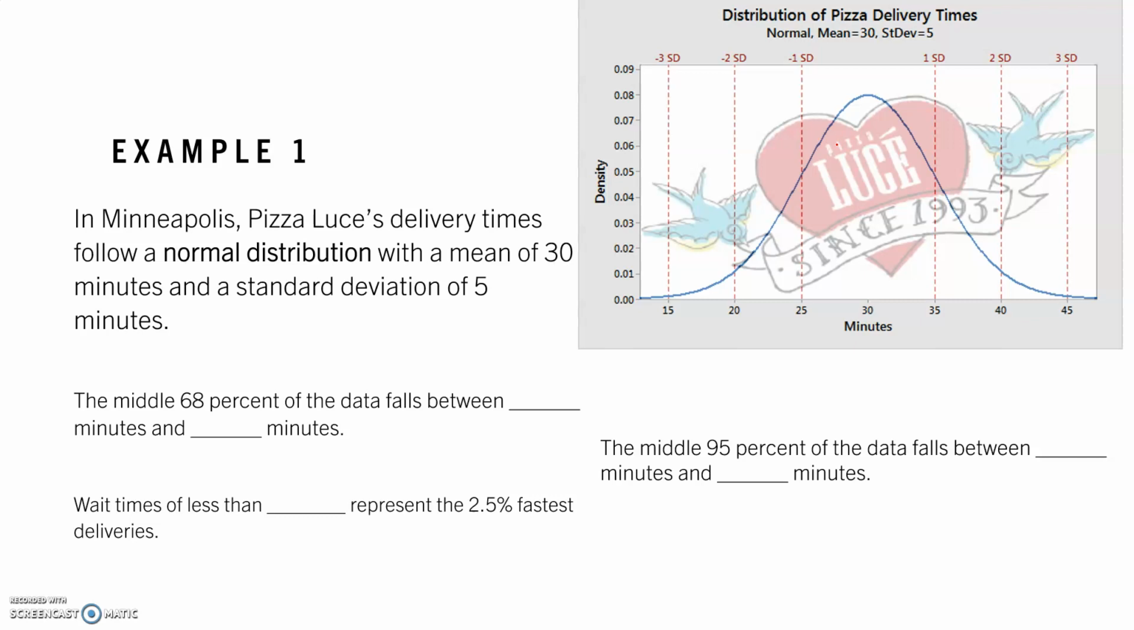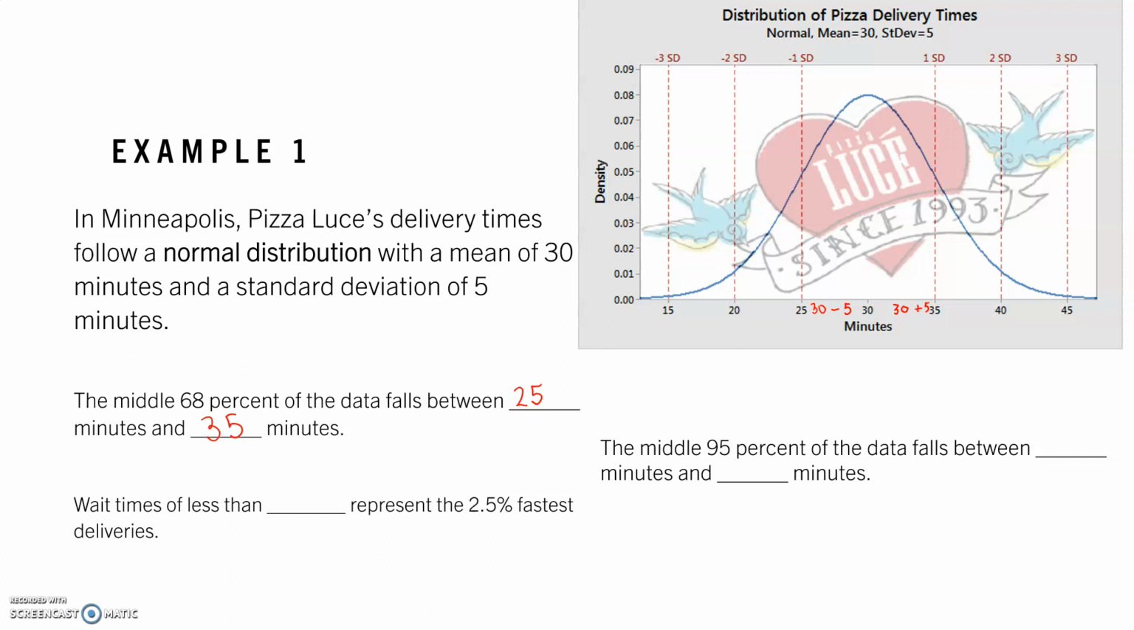So in this example, in Minneapolis, Pizza Luce's delivery times follow a normal distribution with a mean of 30 minutes and a standard deviation of 5 minutes. Okay, so we know that 68% of the data is going to be within 30 plus 5, or 35, and 30 minus 5. It's the mean plus a standard deviation and the mean minus a standard deviation. So we know that the middle 68% of the data is going to be between 25 minutes and 35 minutes.